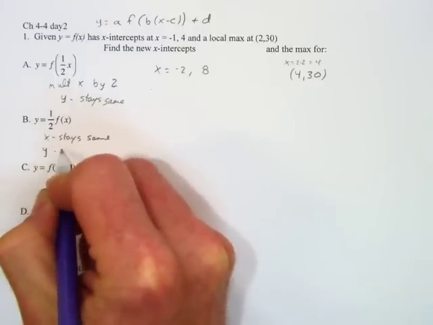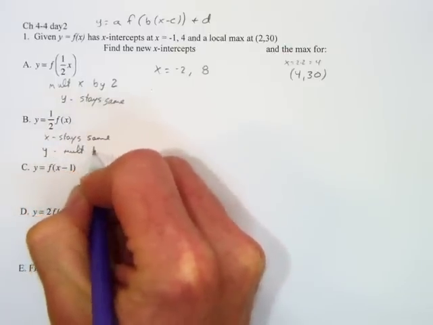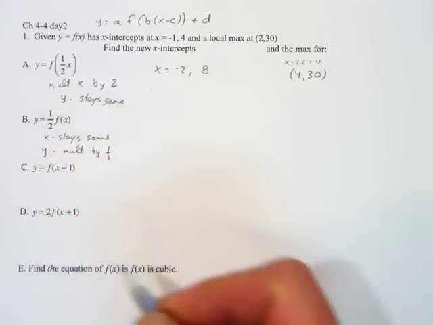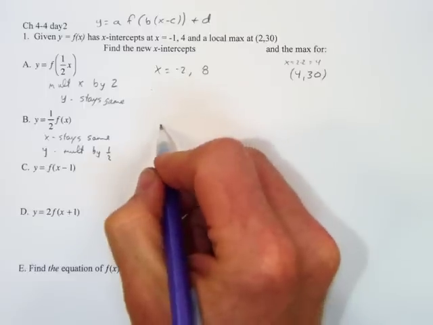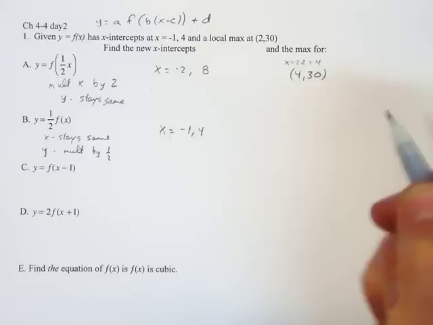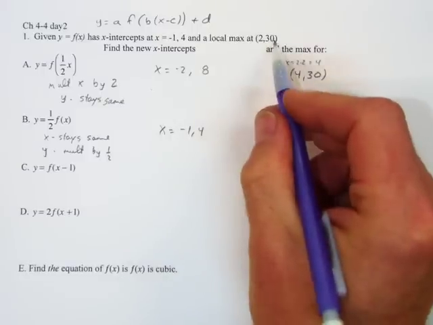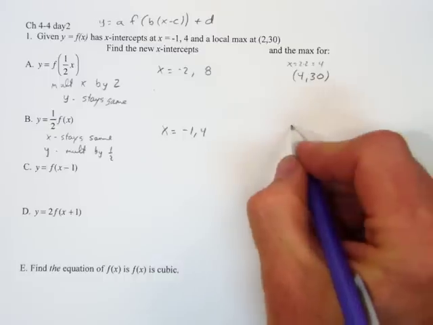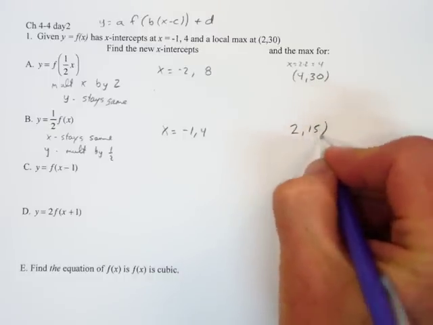And then y, what we're going to do is multiply by 1/2. What you see is what you get for the y values. So our x values aren't changing. And over here, we're going to take just the y value and multiply it by 1/2. So 30 times 1/2 would be 15. So we get 2, 15.